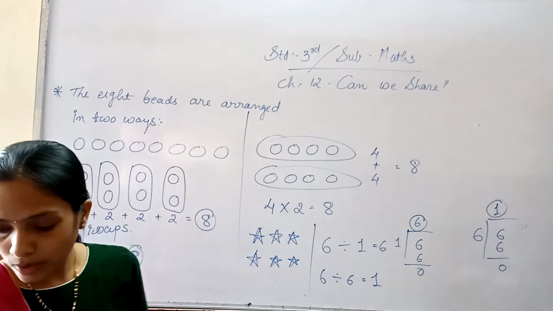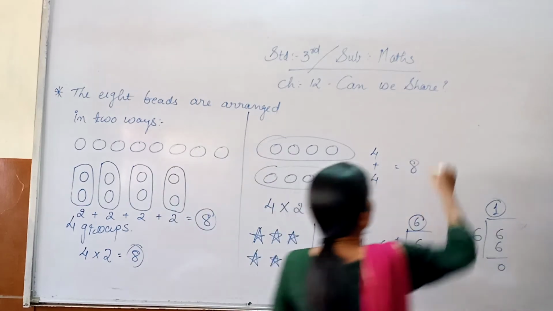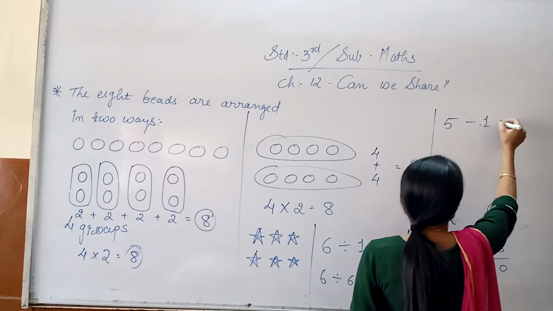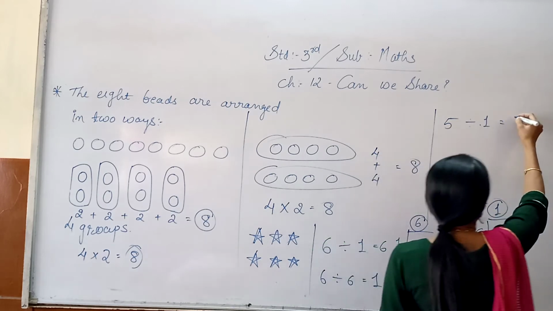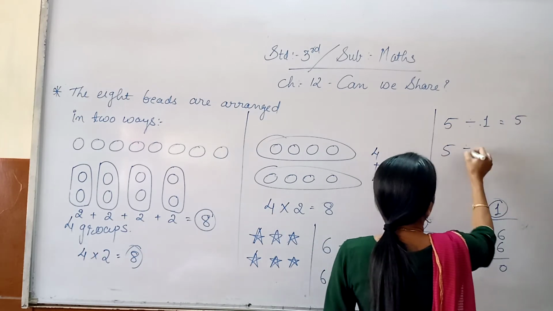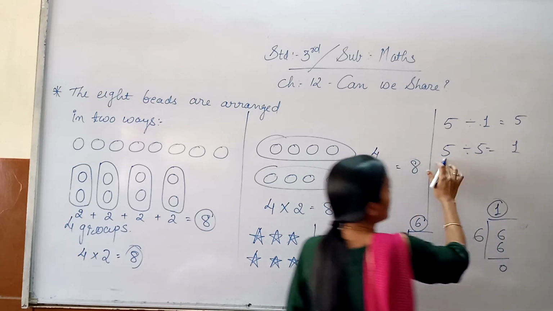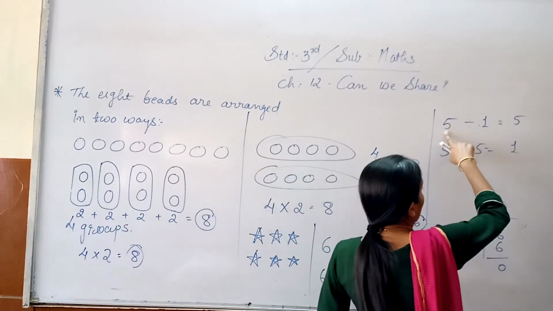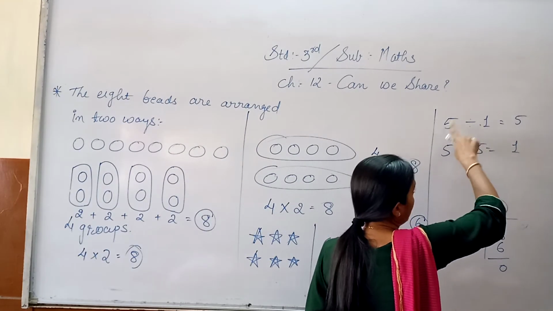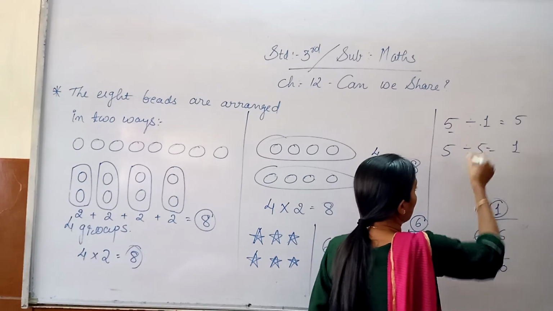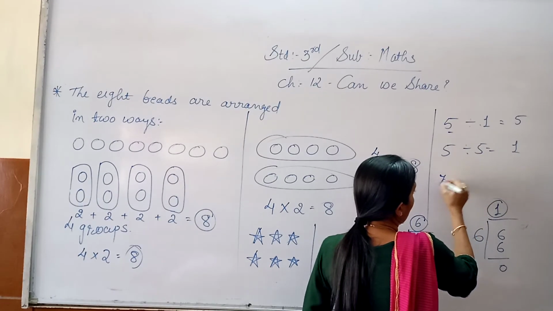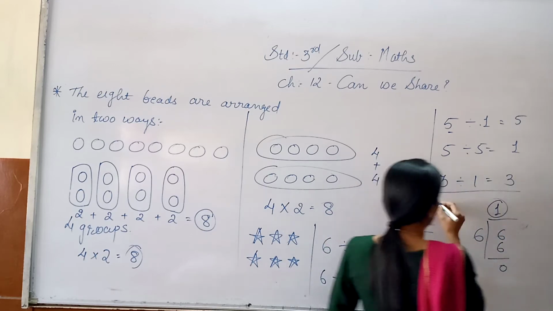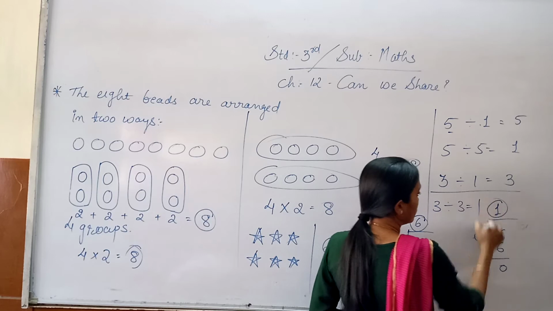This way the number will change, but any number divided by 1, the answer will be this number only. 5 divided by 5 equals 1. If you divide a number by the same number, the answer will be 1. And any number divided by 1, the answer will be this number only. 3 divided by 1 equals 3 and 3 divided by 3 equals 1.